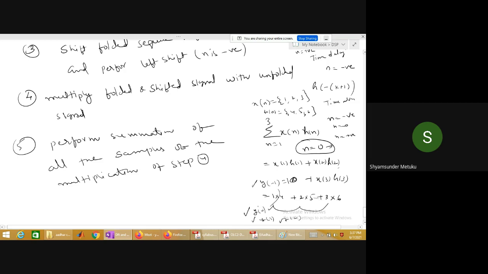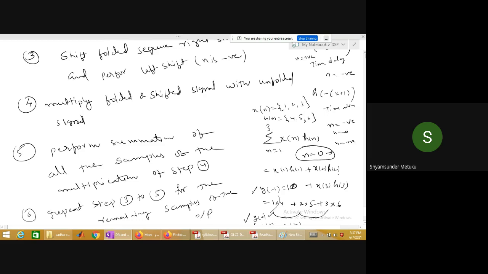Agree or not? I'll take an example. You take the steps here. Repeat step 3 to 5 for the remaining samples of the output. You just try to remember these steps, okay?